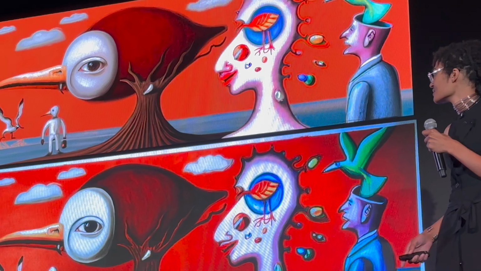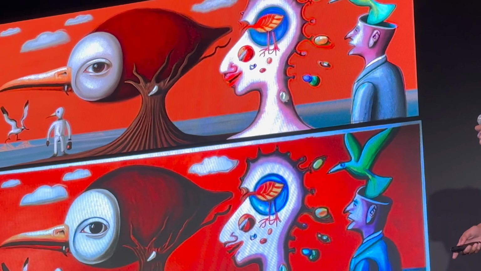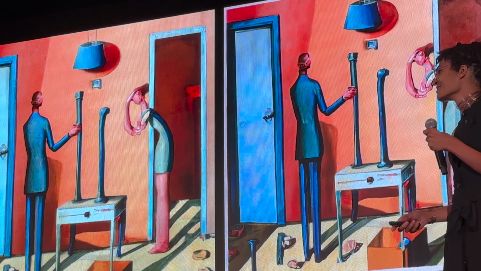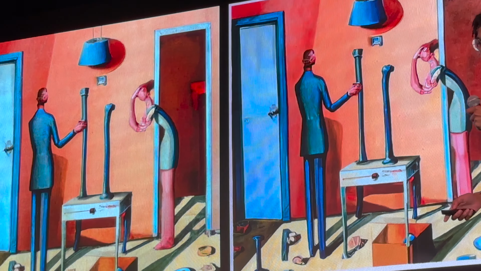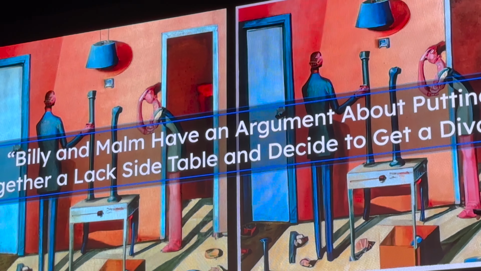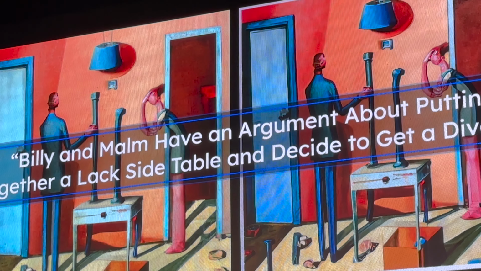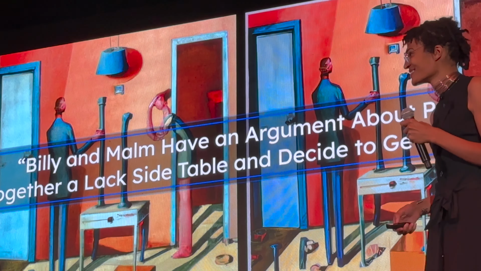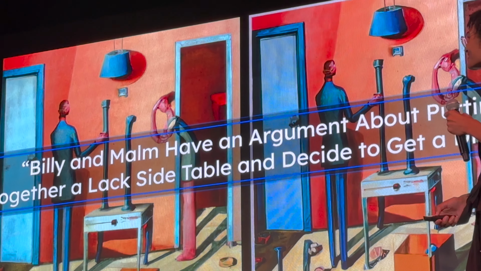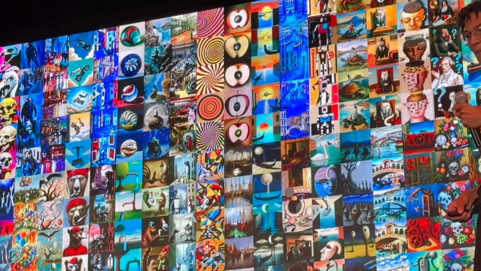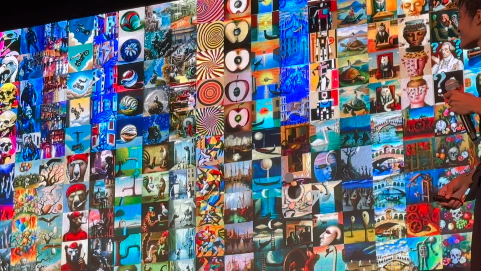On the top here, you see the AI-generated version and the painting. A few more examples of this. These are quite surreal or funny. This one I find really cool because the title the AI made for this one was "Billy and Mal have an argument about putting together a side table and decide to get a divorce," which I think many of you have experienced putting together furniture like that. I'm always surprised by the outputs of these systems because sometimes they're humorous, sometimes they're really striking. And the variety that you can get is quite amazing.